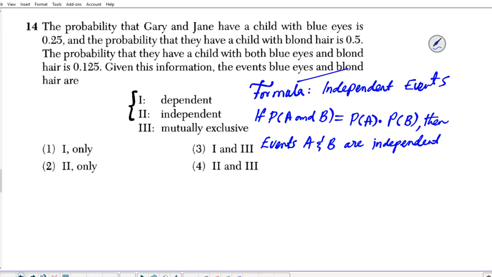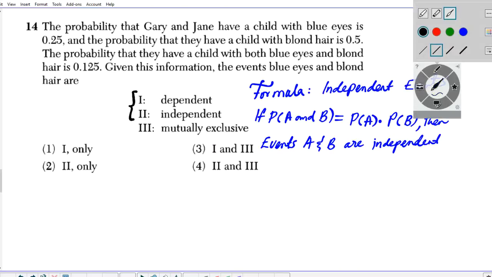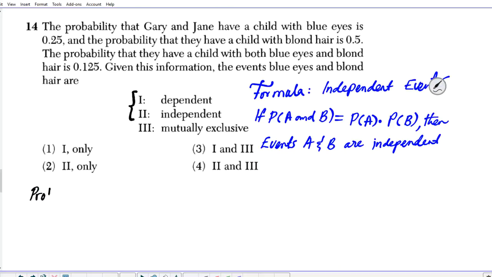First things first, let's declare what our variables are in this particular scenario. Let's start with the probability of a child having blue eyes. The probability of blue eyes, let's call that PBE.